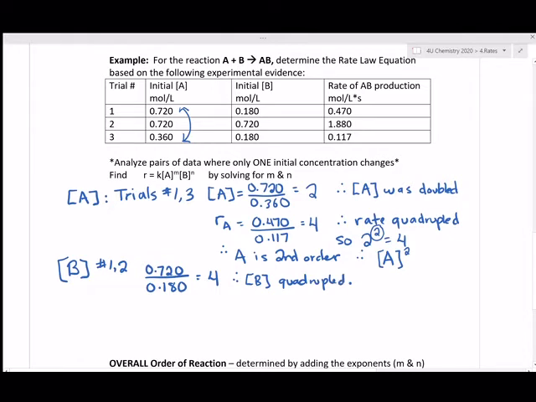Okay, so now we're going to look at the rate for B. And you need to choose the same numbers. So we had 1 and 2, so we need 1.880, and we're going to divide by 0.470. And when you do that, you get 4. So the rate quadrupled.